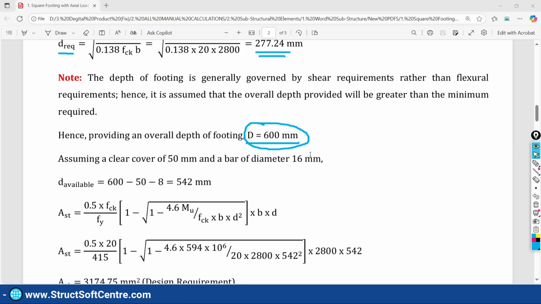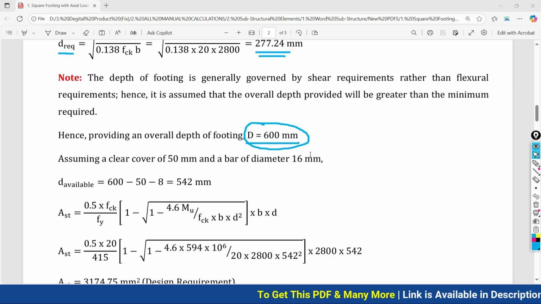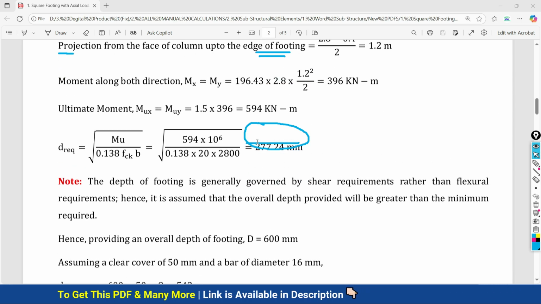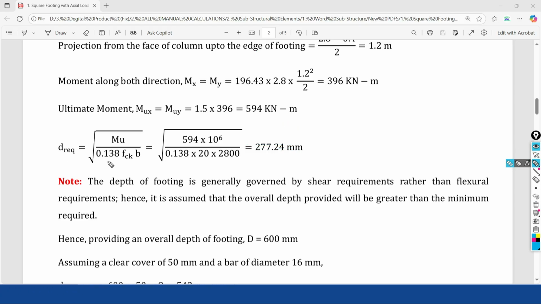So basically the foundation is going to be designed for two criteria. Especially the depth of the foundation is going to be decided by two criteria. One is your flexural criteria, another one is your shear criteria. Flexural demand and shear demand. Flexural means the behavior we have just seen. The moment is going to develop. To resist that moment, the depth required is called the flexural depth demand. And this depth is actually the flexural depth demand, 277.24.